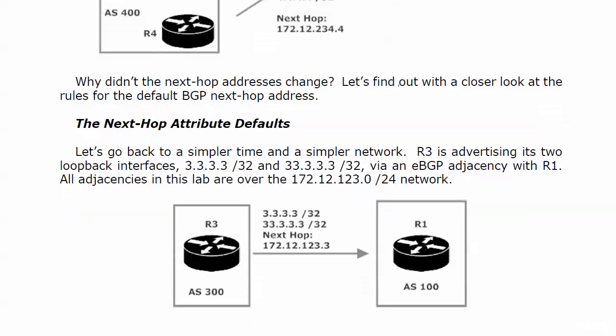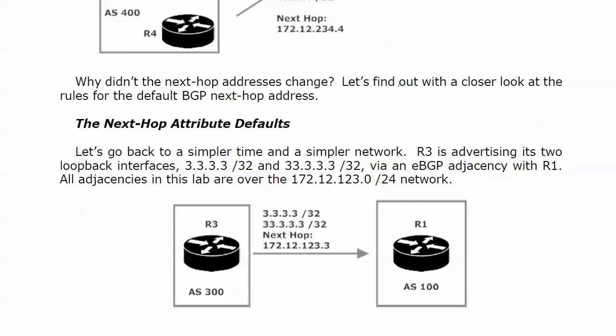And this is another reason I wanted to cut this lesson into two videos, because I needed to set up a separate lab to show you the next hop attribute default, or that calculation that we saw the IOS mention. Router 3 is advertising its two loopback interfaces over to Router 1. Router 3 is in AS 300, Router 1 is in AS 100, and all three routers you'll see in this lab are on the 172.12.123.0/24 network. So nothing fancy going on here.